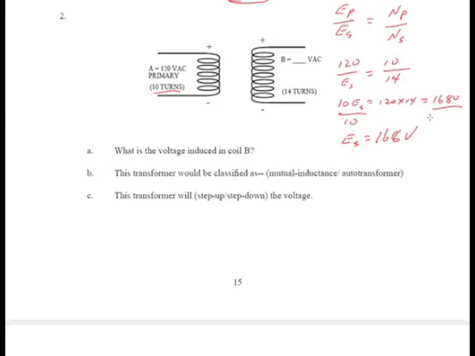168 volts. Again, the only thing linking the primary and secondary is the flux. The two aren't connected to each other. So this is classified as a mutual inductance transformer, and it actually stepped the voltage up, so we're going to say this is a step-up transformer.